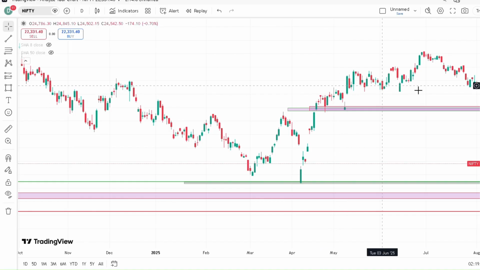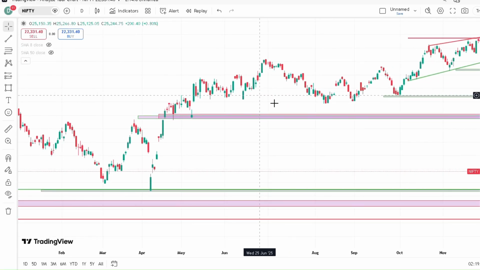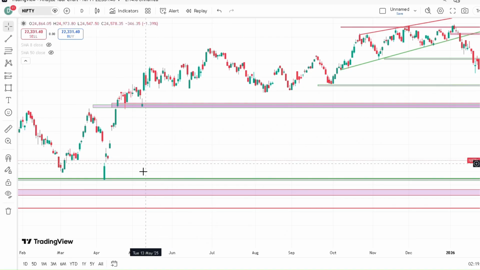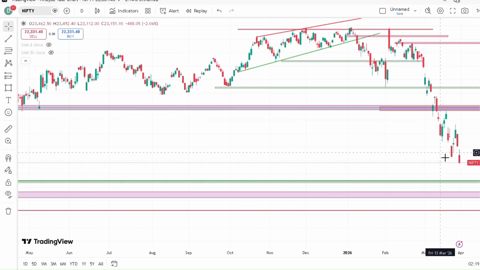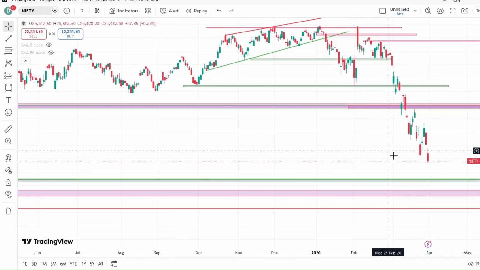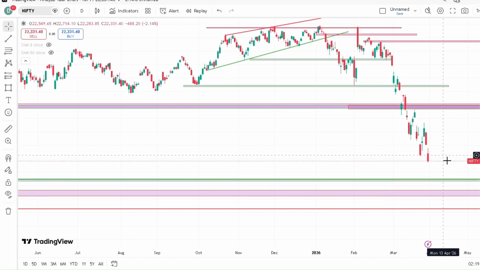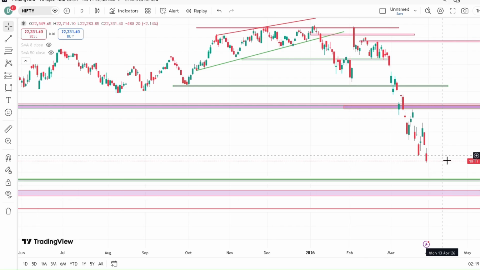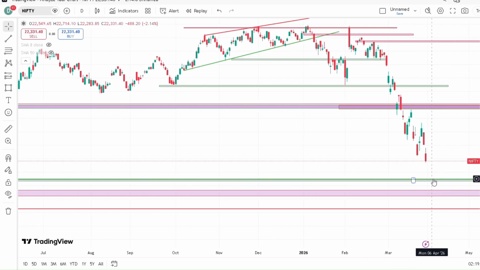So I was expecting the market to move to this 21,700 if it breaks this level, that is 22,400 level. So I chose this level, 21,700, and the market closed at 20,300. So I made a profit.